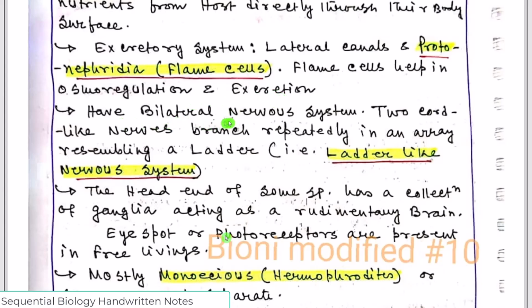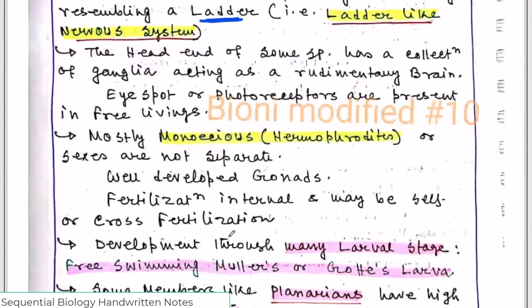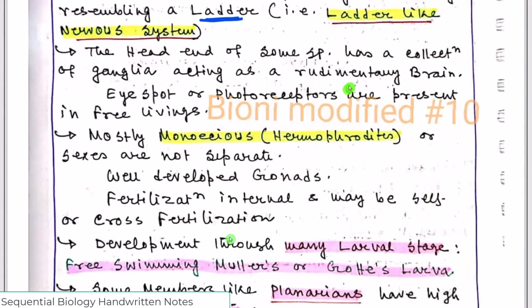They have a bilateral nervous system. Two cord-like nerves branch repeatedly in an array resembling a ladder. So the ladder-like nervous system is a characteristic feature of this phylum. The head end of some species has a collection of ganglia acting as a rudimentary brain. They have no well-developed brain, and some ganglia act as a rudimentary brain.